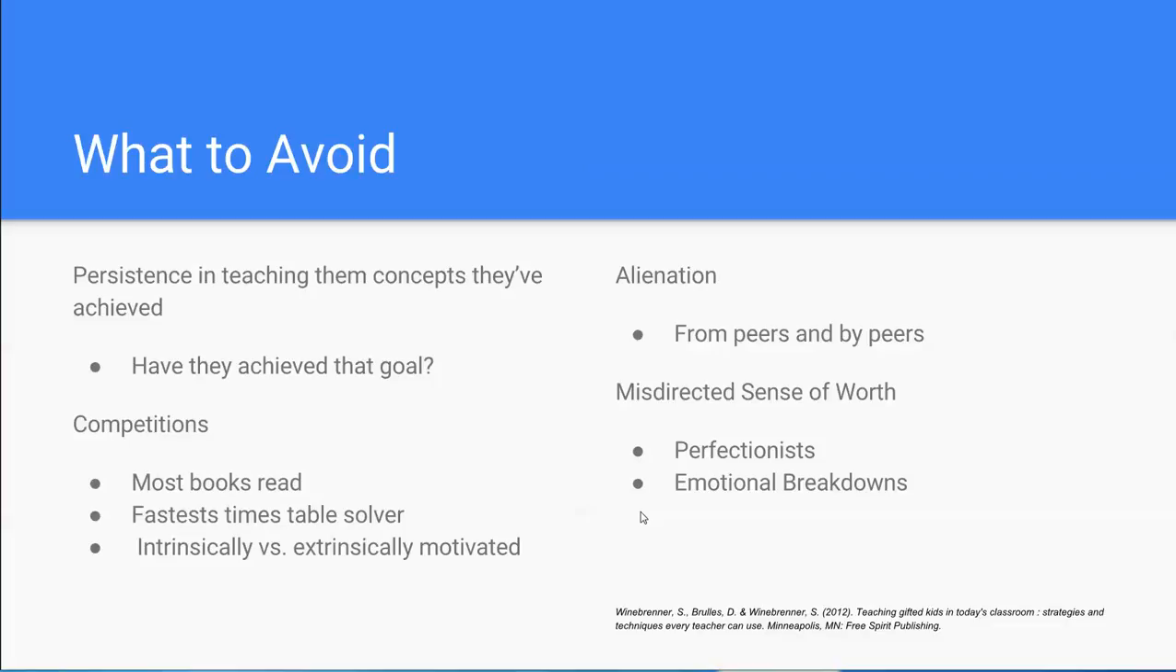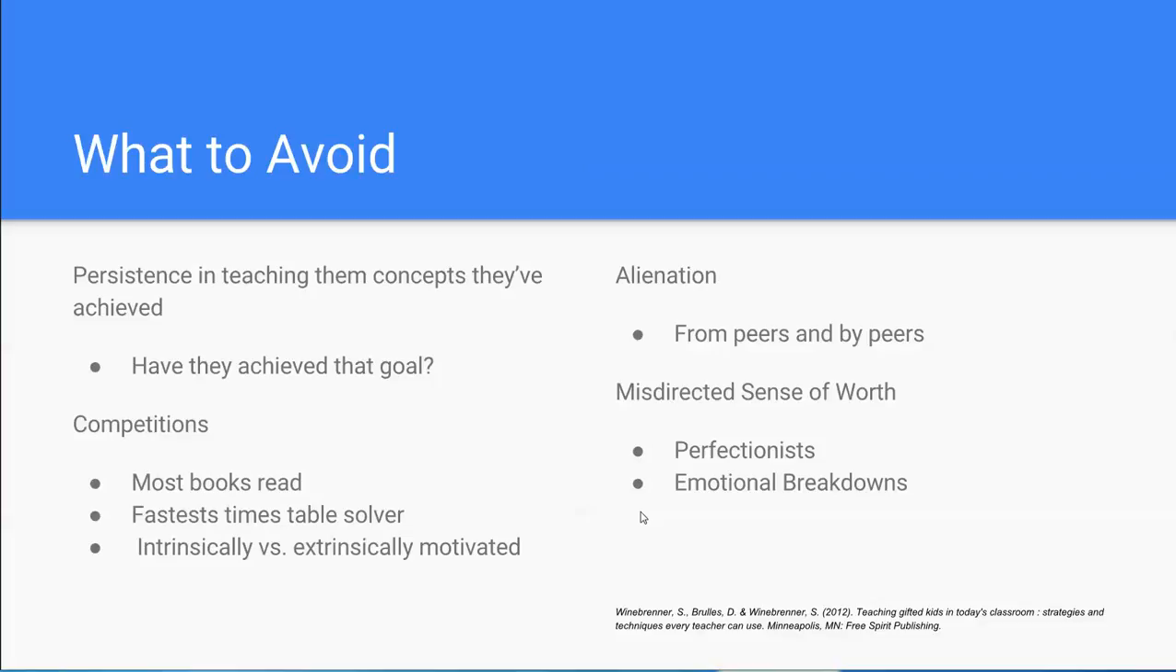There are a few things we should avoid with helping gifted students out. The first thing is that we should not persist as much with concepts they've learned. We need to ask ourselves, have they learned the goal? Have they learned the standard that we're trying to teach? If the answer is yes, then you've completed your task as a teacher. There's no need for you to hammer and have them be on the same level as other students. That just causes, again, frustration, depression, and defiance.